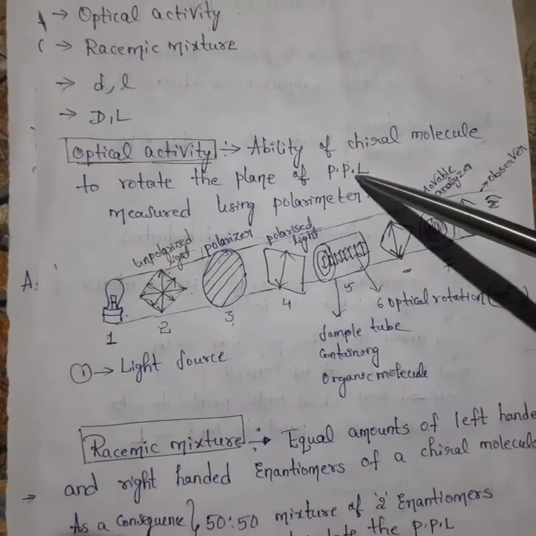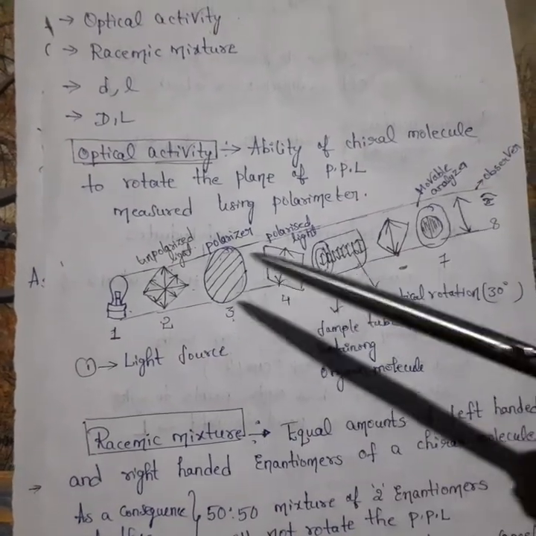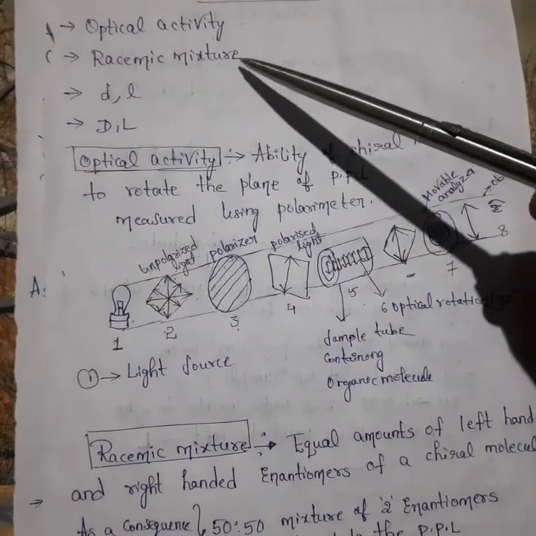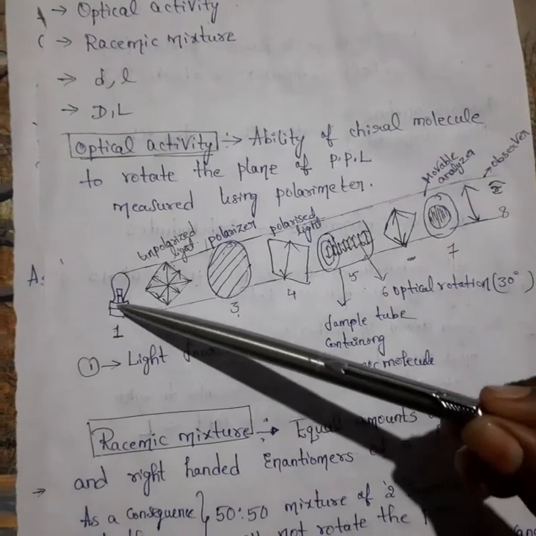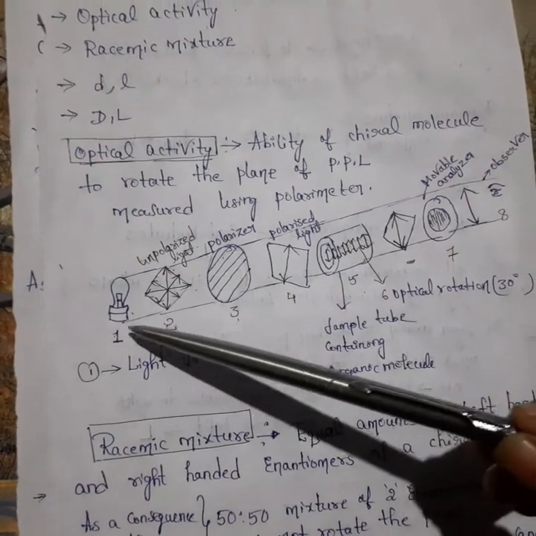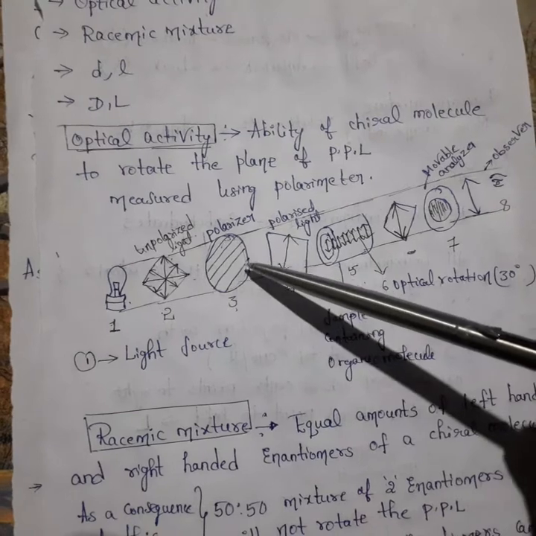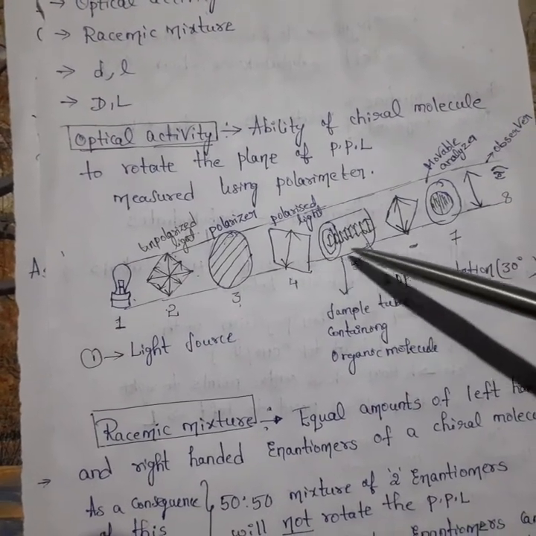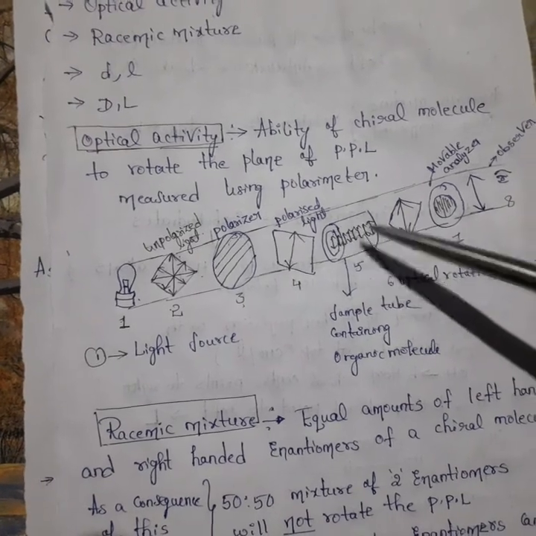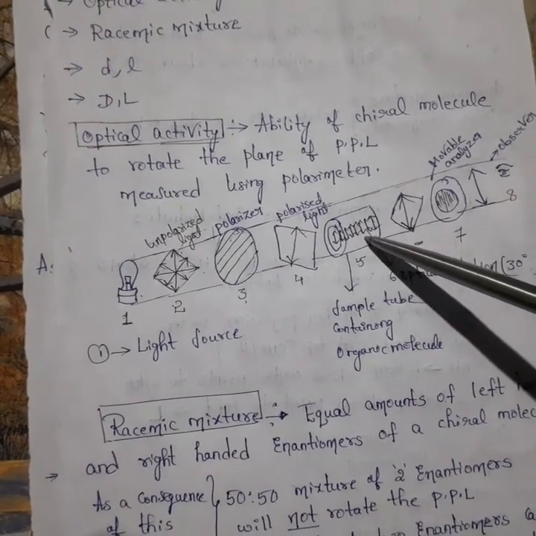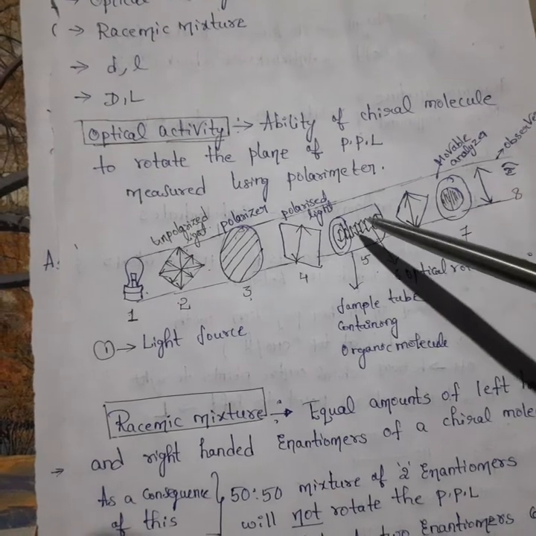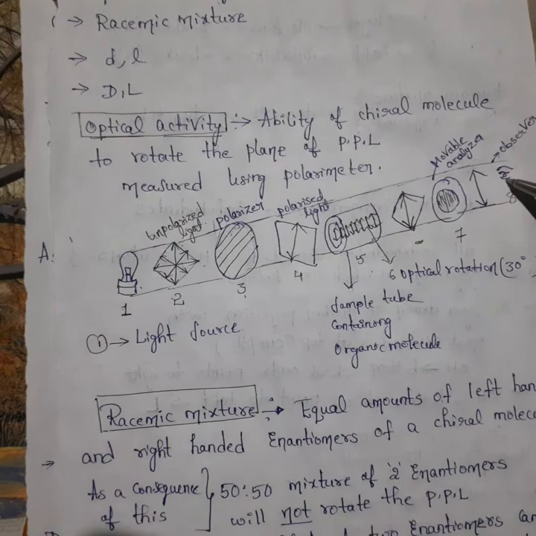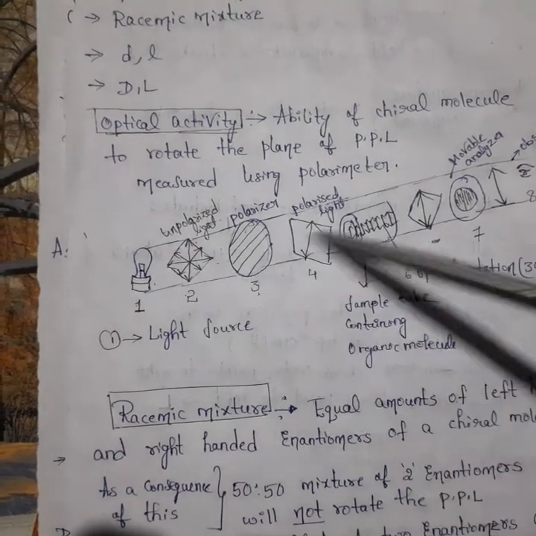To understand this, first let's look at this. See, this is a schematic representation to understand optical activity. This is the light source. This is unpolarized light, polarizer, polarized light. This is a sample tube containing an organic molecule. This is the optical rotation at a 30-degree angle, the movable analyzer, and finally the absorber. Okay, let us discuss this.